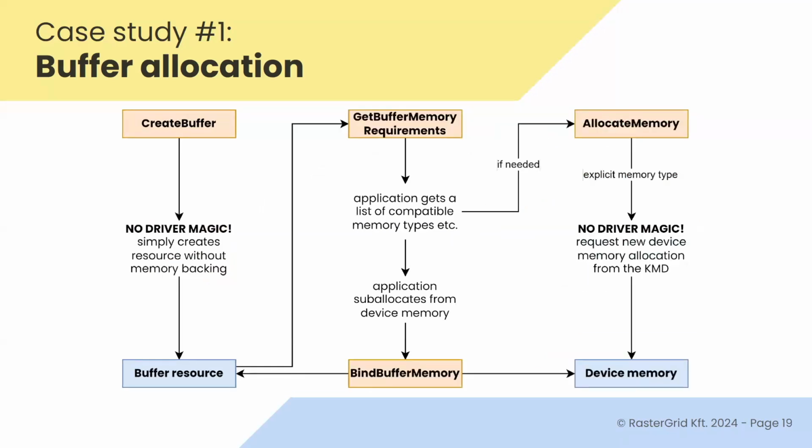Compared to that, in Vulkan, when you create a buffer, you only get a buffer resource that does not have a memory backing, and you explicitly request the memory requirements of that buffer, from which you get an explicit list of compatible memory types that you can use with that resource. And if you need to, you go and ask the kernel mode driver to allocate actual physical device memory, and then associate that memory with your resource. So you manage the sub-allocation and everything.